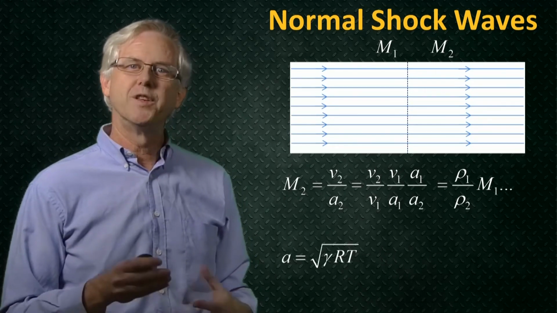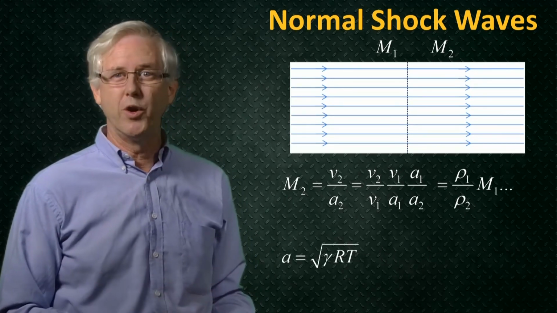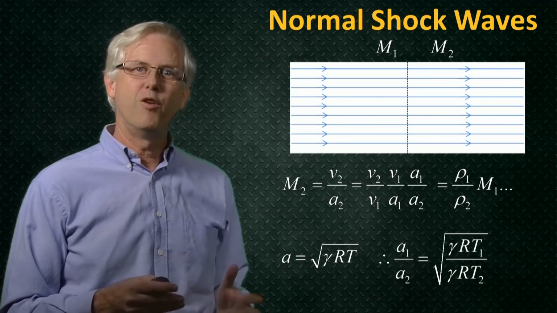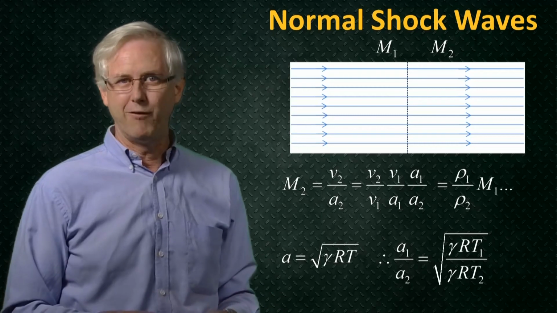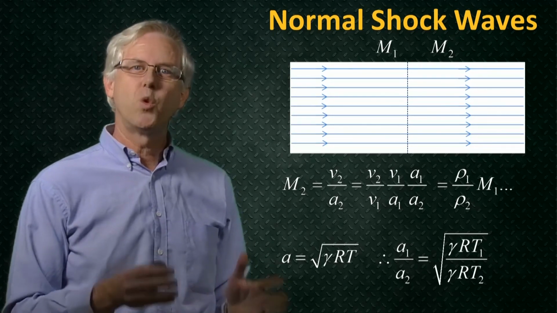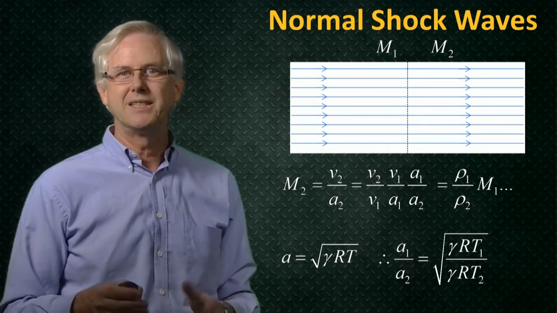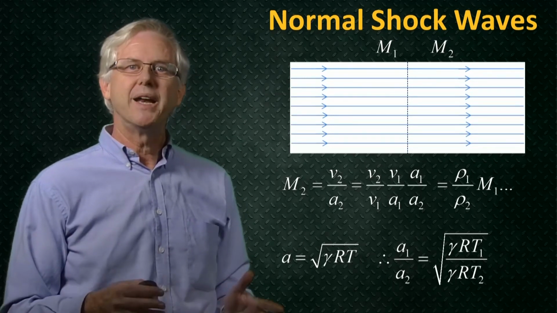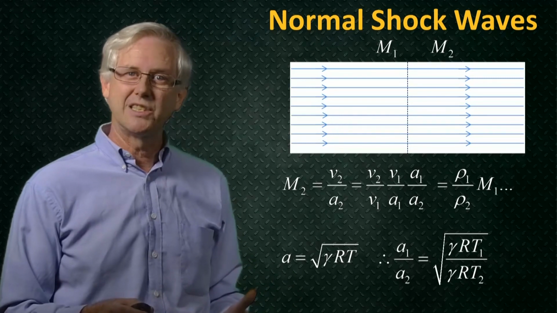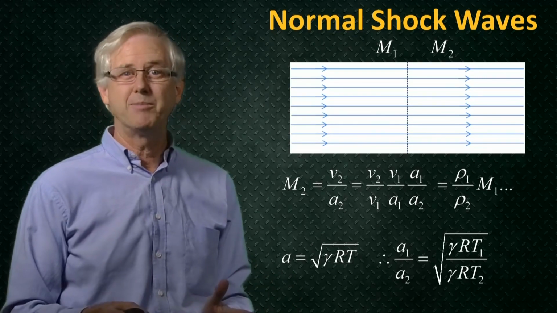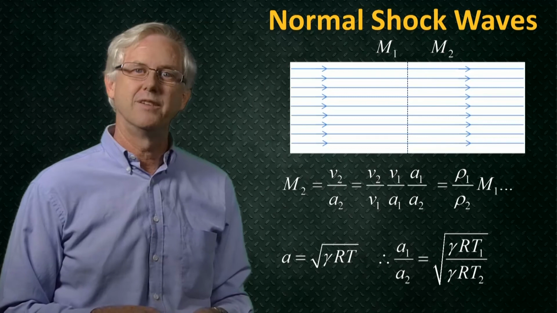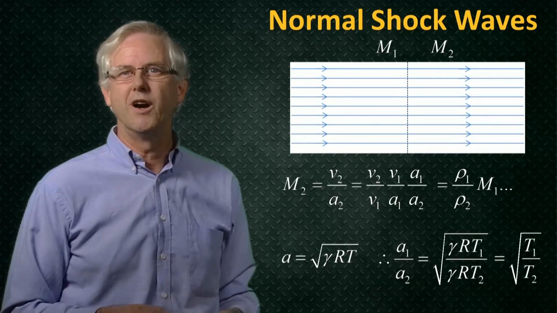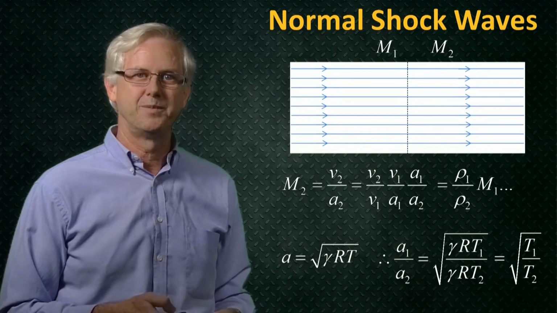Finally, recall that the speed of sound is the square root of gamma times R times T. Therefore, the third ratio, a1 over a2, will become the square root of gamma R T1 over gamma R T2. But if we have constant specific heats, gamma and R are the same upstream and downstream of the shock wave. So they cancel, and we're just left with the square root of T1 over T2.